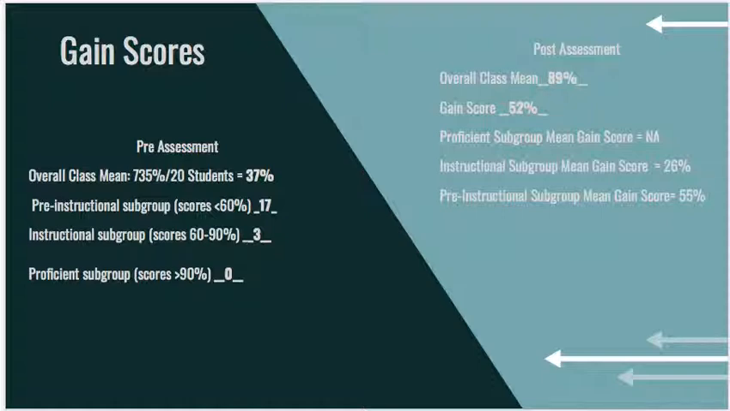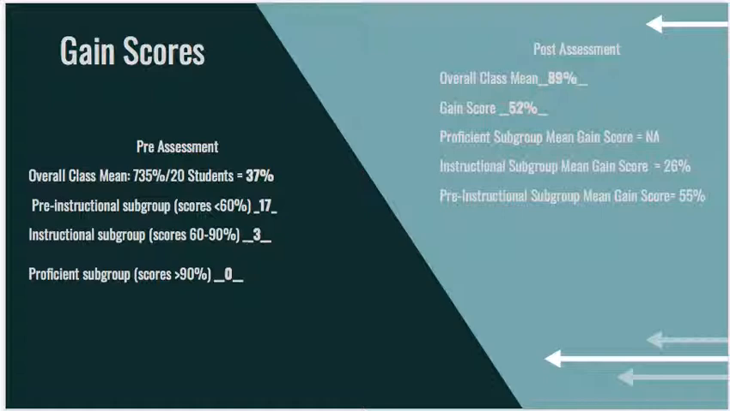So I was really concerned with having the majority of my students in the pre-instructional group. But like I said, once we got rocking and rolling with this unit, the students really kept moving along and did really well, and no one really struggled throughout this unit, so that was good. As far as post-assessment scores, their class mean jumped to 89%, which gave me a gain score of 52%. Very happy with that. Students really gained a lot from this unit.